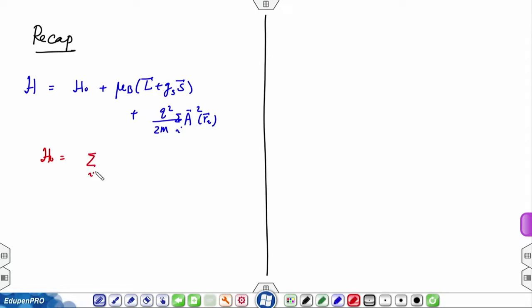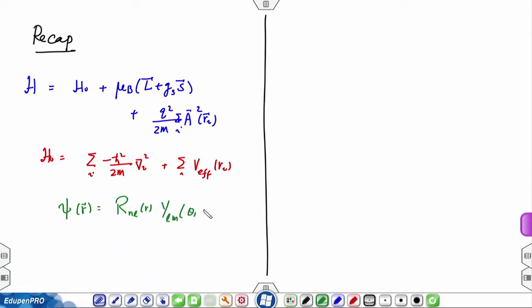So, this is equal to summation over i of minus h cross square over 2m del i square, plus summation over i of some V effective(r_i), where V effective is taken to be central and it is a sum of the nuclear potential plus whatever the electron-electron interaction potential comes. But the main thing is there is some sort of a spherical potential, and therefore the wave functions psi(r) are some R(r) and Y_lm(theta, phi), and these are eigenstates of orbital angular momentum. The total wave function with the spin is also multiplied by the spin part. So, let me write this as S.